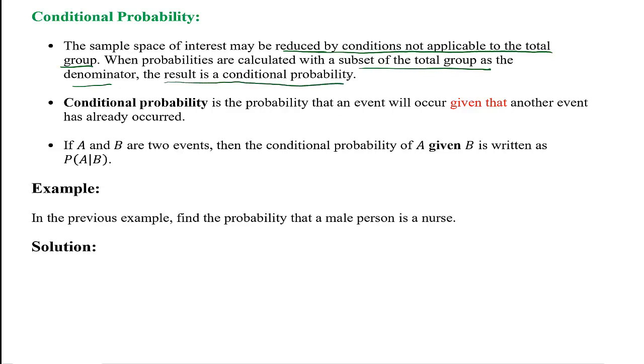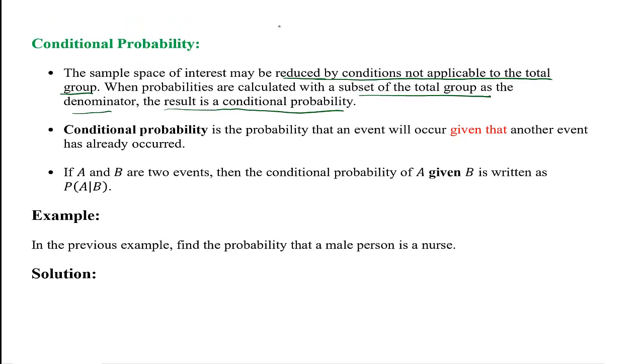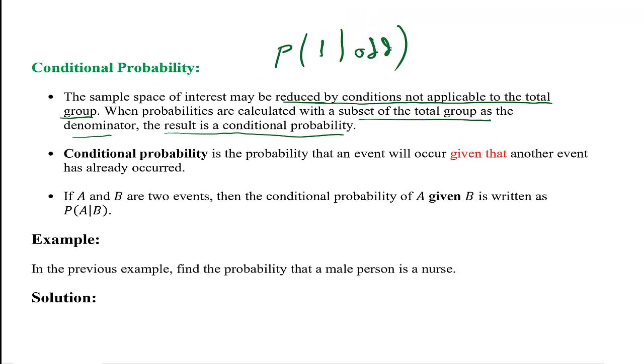For example, in rolling a die, the total sample space is 6. We have 1, 2, up to 6. But if I ask you, what is the probability of getting 1 in rolling a die, given that the occurred number is odd? I'm telling you that the occurred number is odd.